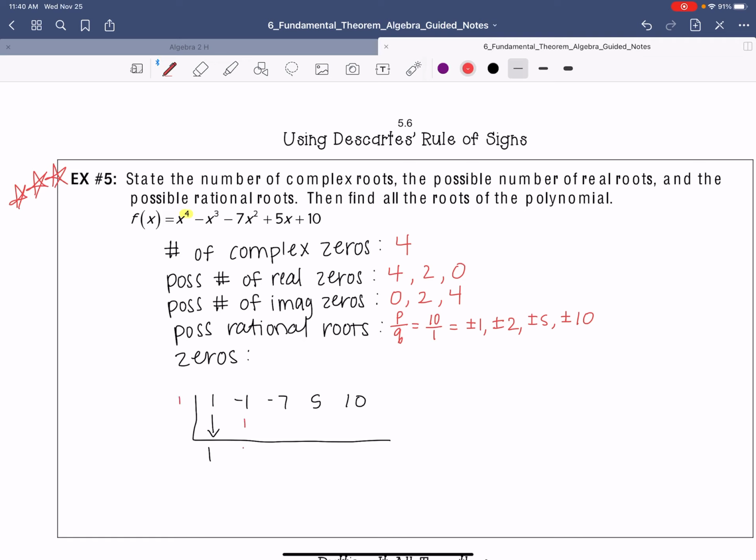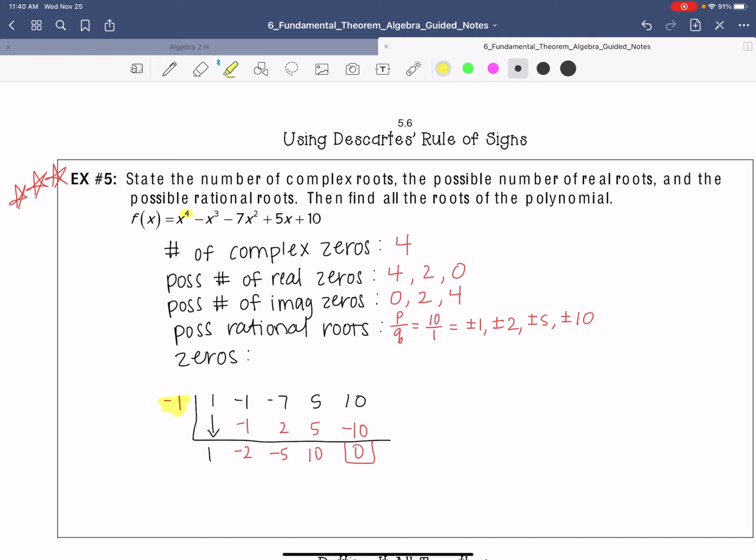1 times 1 is 1. That gives me 0, 0, -7. -7, -2, that's not going to give me a remainder of 0, so 1 does not work. So erase. Now let's try -1. So -1, 1 times -1 is -1, add those together, I get -2, +2. This will give me a -5, +5, 10, -10, and look at that, I get a remainder of 0. So we found our first one, which is -1.